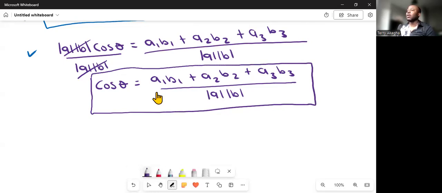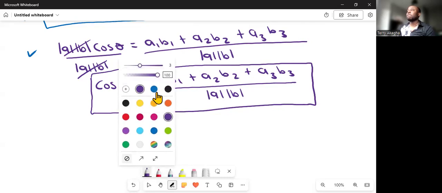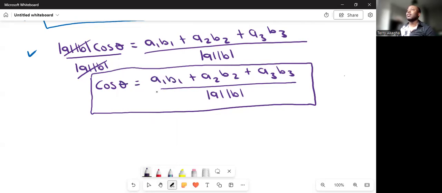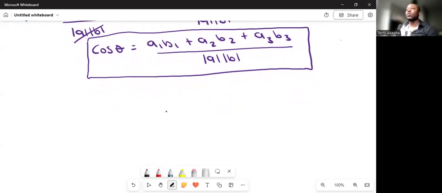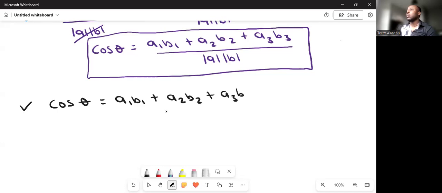Now, finally, the question can also ask you to get the angle itself. So basically, to look for theta. Okay, so the question can then ask you to look for theta. So you can look for theta from the second one here. Since we know that cos theta was equal to A1 B1 plus A2 B2 plus A3 B3 divided by the magnitude of A, the magnitude of B, we can get rid of this theta by finding the cos inverse.